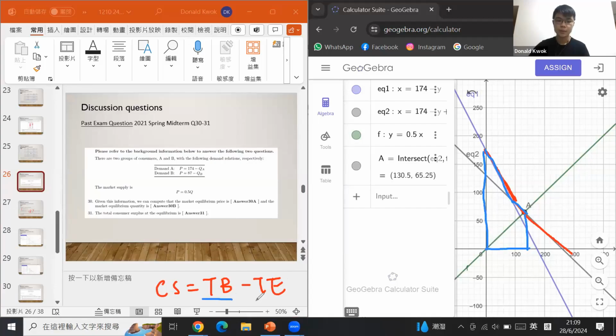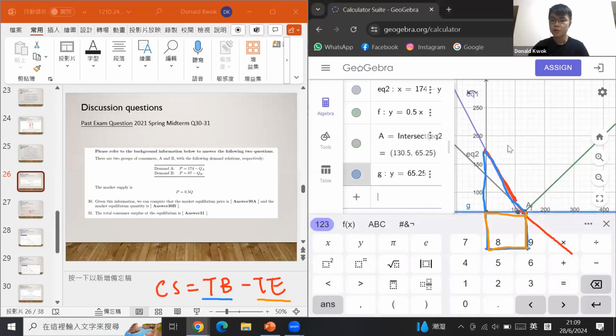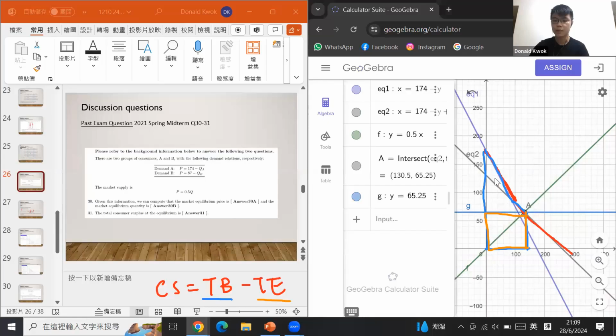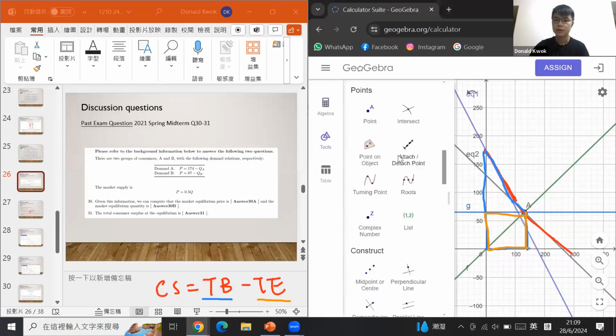While for total expenditure, it will be the equilibrium price multiplied by the equilibrium quantity. So this orange rectangle is the total expenditure at the market equilibrium level. So this explains why the consumer surplus is the blue strange area minus the orange rectangle, okay, the upper quadrilateral here. So again, we will use the functionality in GeoGebra to help us calculate the area of this quadrilateral quickly. So click Tools and find the polygon function.